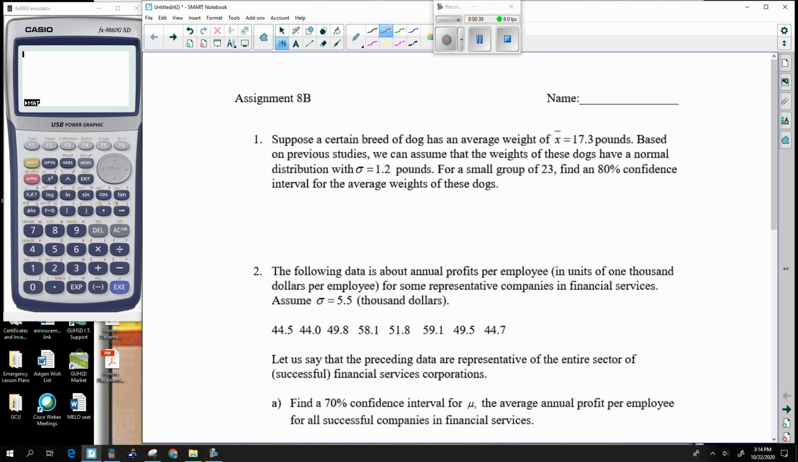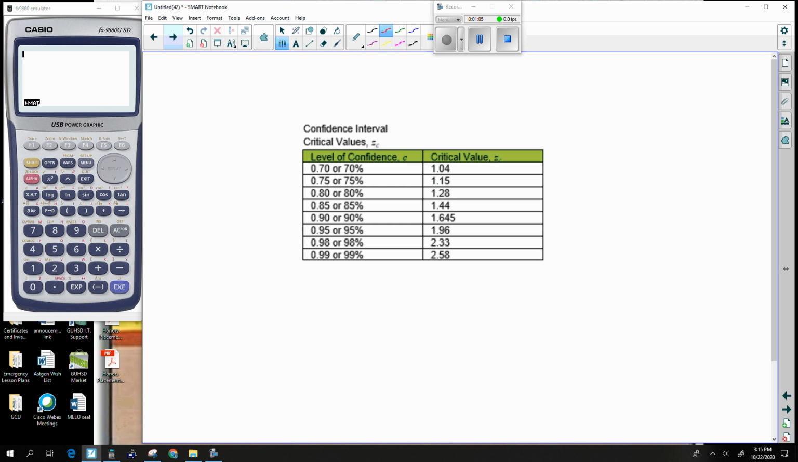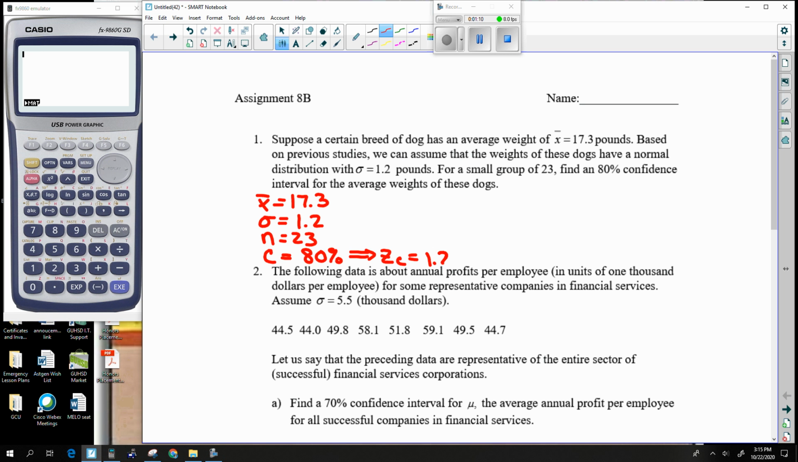We're asked confidence intervals, and here we have sigmas. So let's go ahead and get started. Here I see that my sample average is 17.3 with a population standard deviation of 1.2. The group size was 23, and I am after a confidence interval of 80%. So what I first do is find the ZC that I'm going to be using next. You look at the Z table for 80%, and I see that's 1.28. So this is going to be 1.28 when I do the next equation.